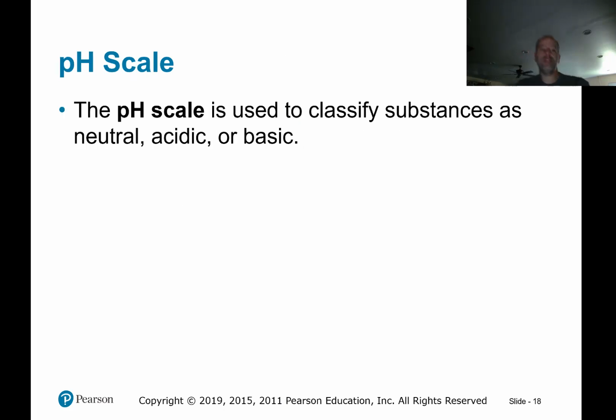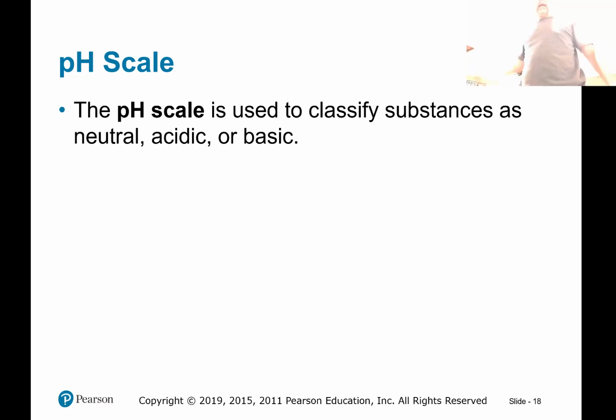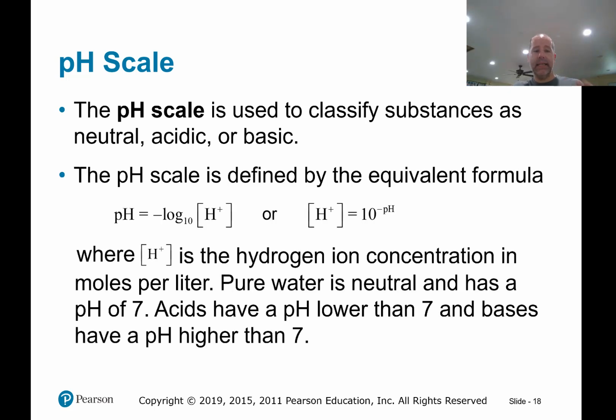All right, now let's talk about the pH scale. Now the pH scale is used to classify substances as either neutral, acidic, or basic. Okay, so the way the pH scale works, it is based on a log scale, just like the decibel scale and the earthquake scale. So the way you read this is pH, which is again just a unitless number, is equal to negative log base 10, so it's the common log.